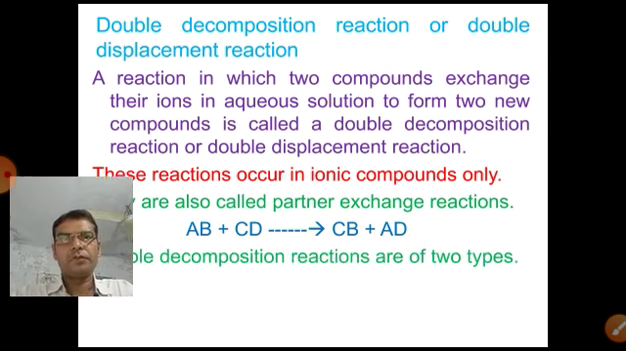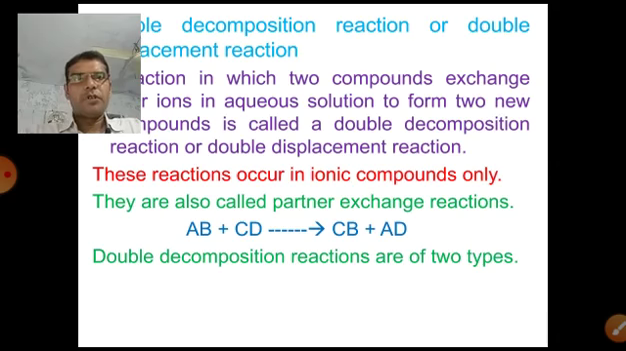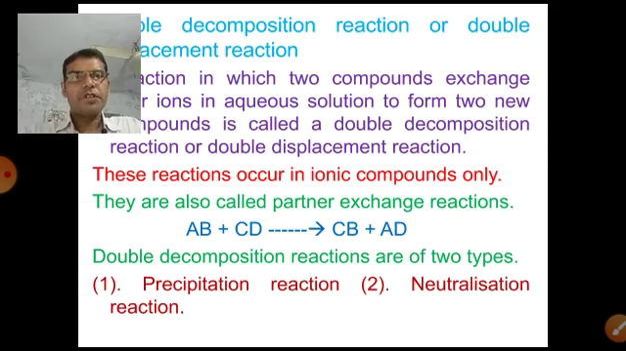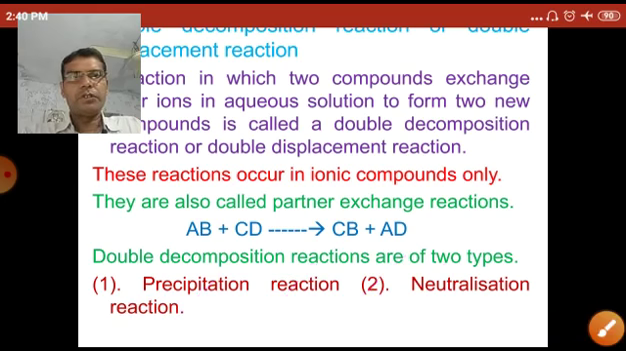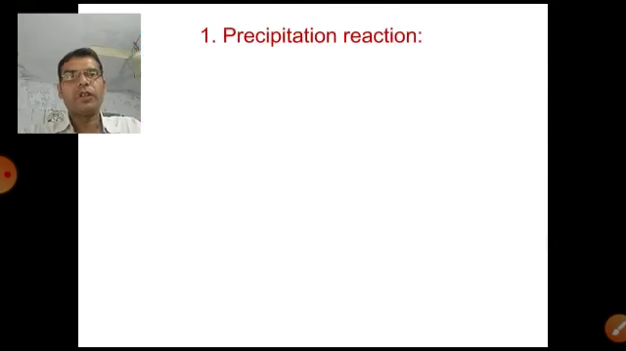Double decomposition reactions are of two types: precipitation reaction and neutralization reaction. So let's see one by one the precipitation reaction and the neutralization reaction and their examples. So first, what is the precipitation reaction?